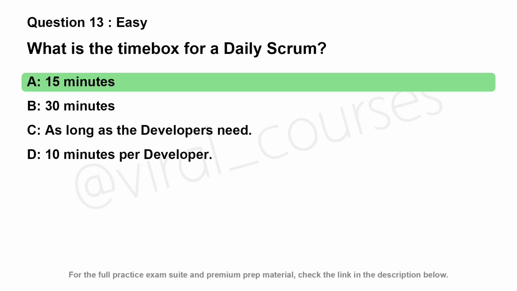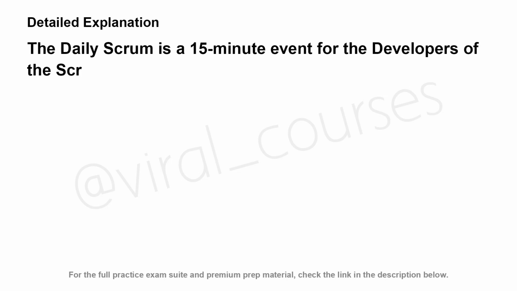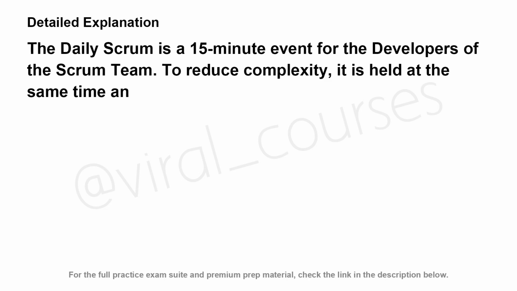The correct answer is A. The daily Scrum is a 15-minute event for the developers of the Scrum team. To reduce complexity, it is held at the same time and place every working day of the sprint.